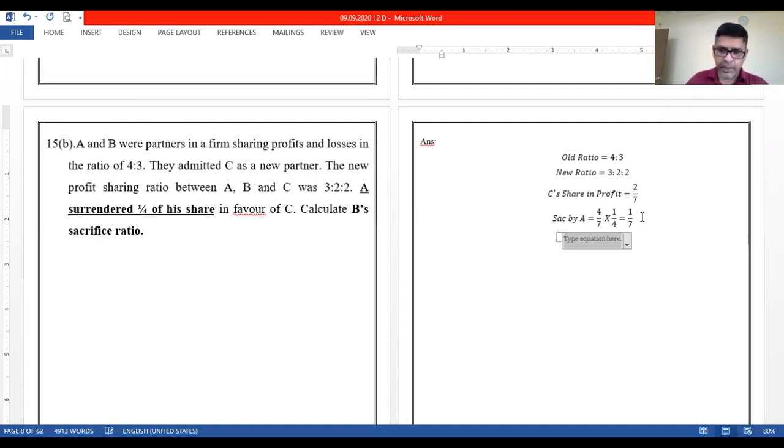So let us calculate B's sacrifice, right? B's sacrifice will be equal to the total share that C receives, that is 2 by 7, minus the sacrifice by A, that is 1 by 7. So 2 by 7 minus 1 by 7 is 1 by 7. That's the answer. Actually, this is a very simple sum, but you need to understand the logic. We are given C's new share, right? That is 2 by 7. So out of 2 by 7, what is the sacrifice by A? We have calculated that it has come to 1 by 7. So it is obvious that B must have sacrificed 1 by 7 only. Okay.